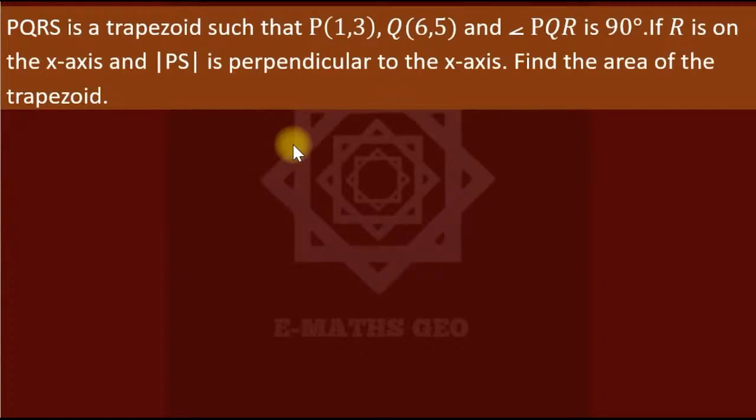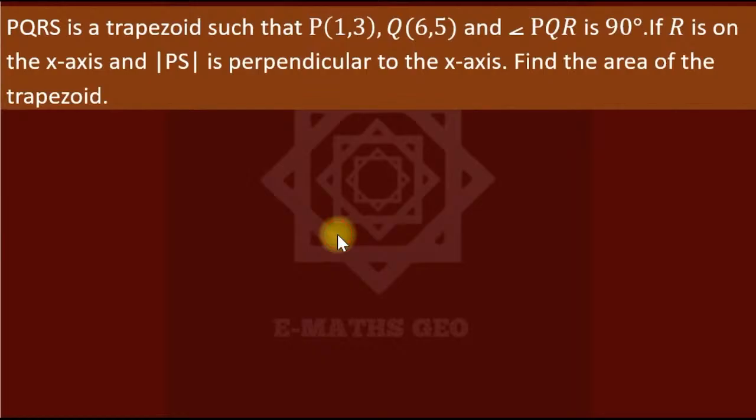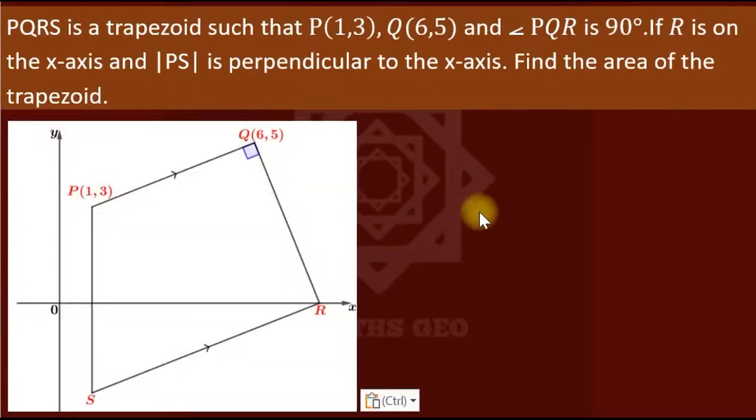PQRS is a trapezoid such that the coordinates of P are 1, 3, Q is 6, 5, and angle PQR is 90 degrees. If R is on the x-axis and PS is perpendicular to the x-axis, find the area of the trapezoid. So let's draw a diagram. That's the new diagram.